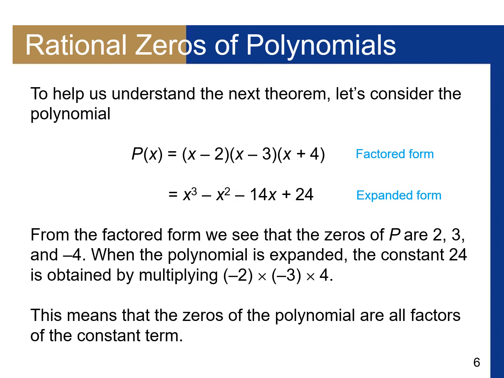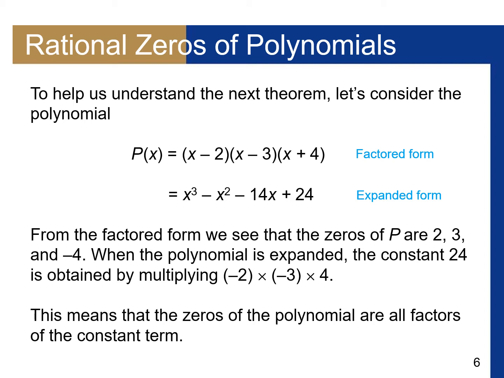Okay, so let's consider the following polynomial. We have x minus 2, x minus 3, and x plus 4. Just by inspection, I can see that if I have 2 in here, I will get 0. If I have 3 in here, I will get 0. And if I have negative 4 in here, then I will get a 0. So the zeros again are 2, 3, and negative 4.